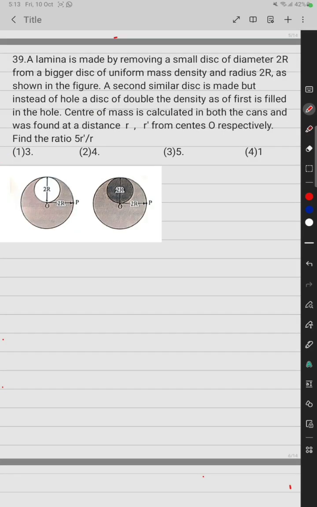Question: the lamina is made by removing a small disc of radius 2r. This is the removed part, and the uniform mass density and radius is 2r, as shown in the figure in the first diagram. In the second diagram, at the place where there is a cavity, where it was removed, a disc is placed, but instead of the hole, the disc placed has just double the density.